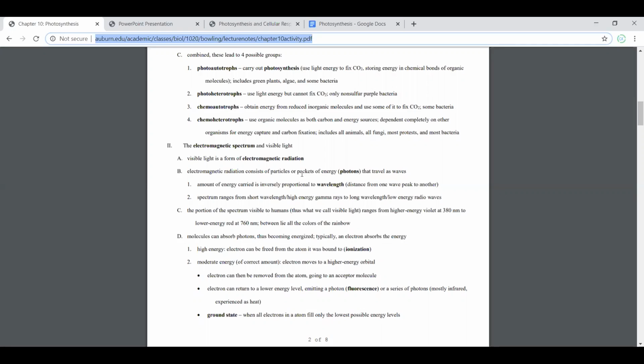Visible light is actually a very small part of all of the types of electromagnetic radiation. There are tons of other types. I believe there are six others. Plants and humans primarily rely on visible light.